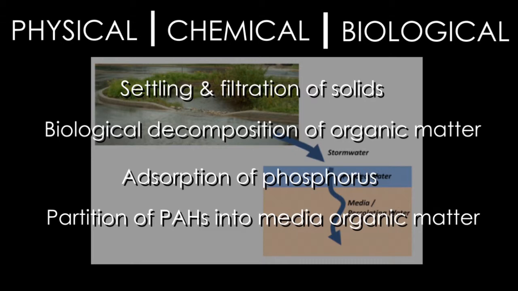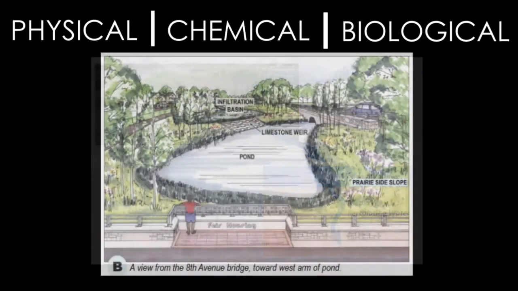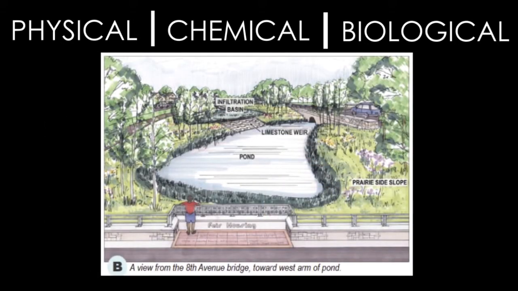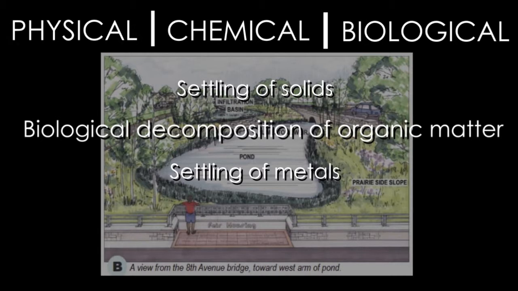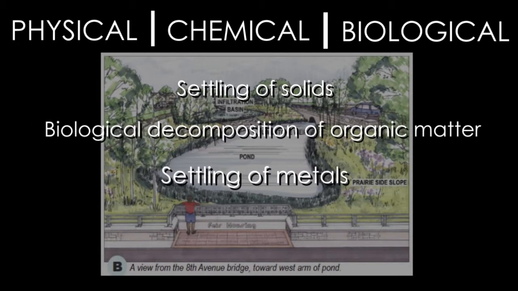Similarly, a wet detention pond incorporates several pollutant removal processes as well. For example, settling of solids as water remains in the pond, biological decomposition of organic matter in the pond, and settling of metals associated with the particles entering the pond.